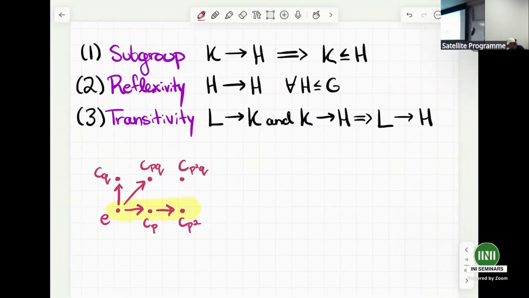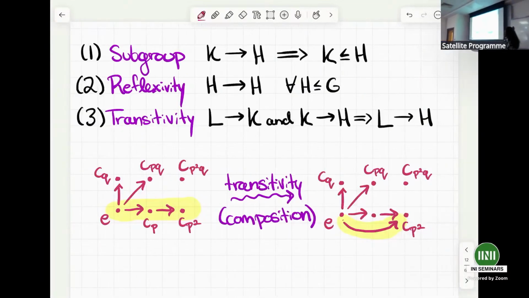And then we get to transitivity. Transitivity really is just composition, right? So if I have something that looks like this, and I have the edge from E to CP and then to CP squared, I want the edge from E to CP squared, right? That seems fine. So now this is a transfer system, this was not.